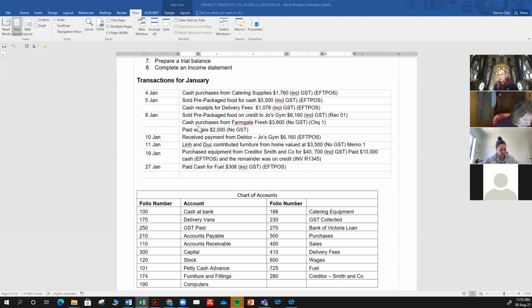So you credit folio number 100, which is your cash at bank, for 3,600. And then you debit purchases, which is folio number 500, for 3,600. Okay, guys, remember when you are writing down your journals, always start with the debit side first. Okay, always start with the debit side first.